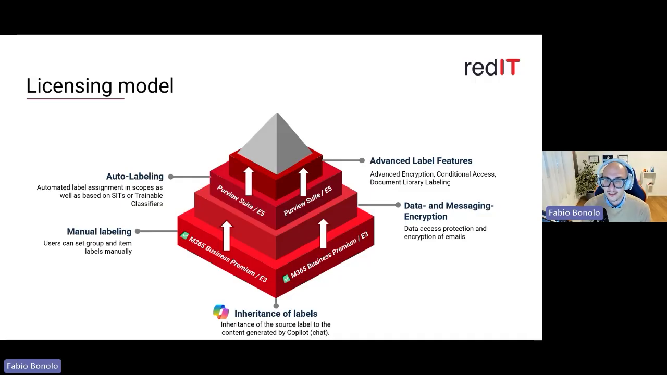This is not included in Business Premium. As well, you can use document library labeling with E5 policies, or with the E5 licenses. Then we have one topic, which is Teams meetings.